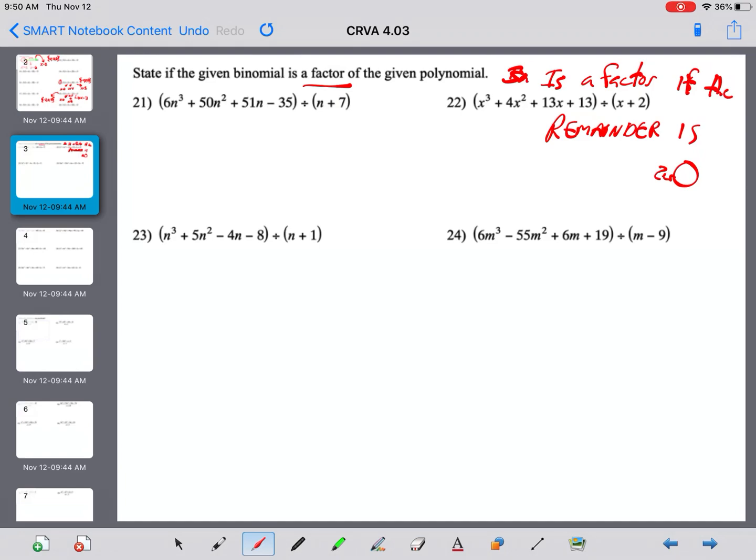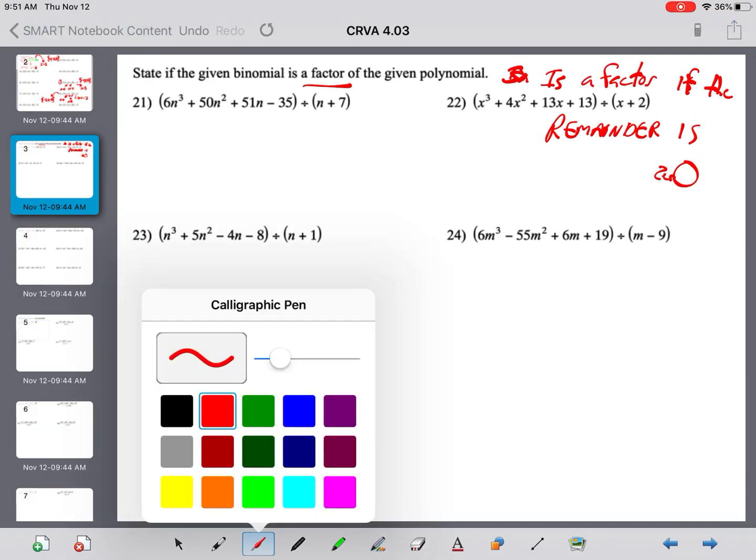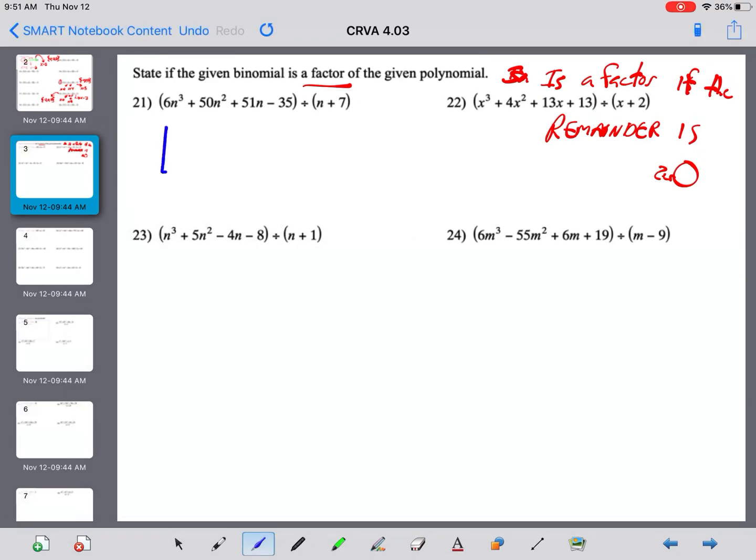So personally, to make assignments a little more interesting when I was your age, and even now when I'm doing this stuff, I'm cheering for it to be a factor. I want it to work out. That means I want the remainder to be 0, because if the remainder is 0, then I got a factor, which is exciting. So it just puts a little personality with this. Makes it a little more interesting for you.